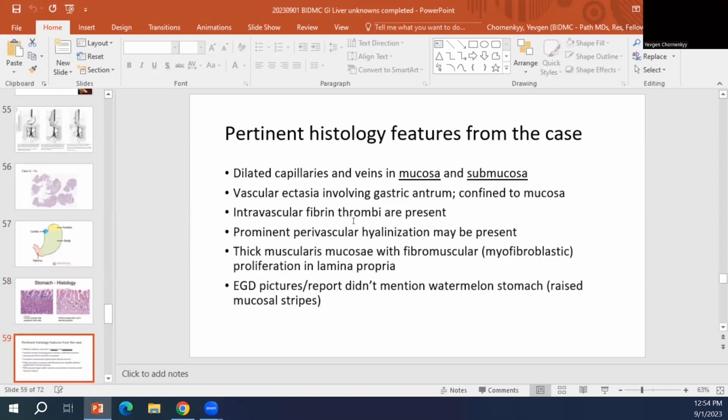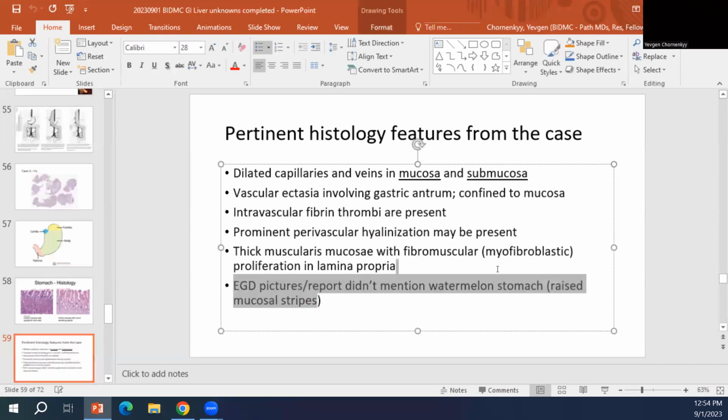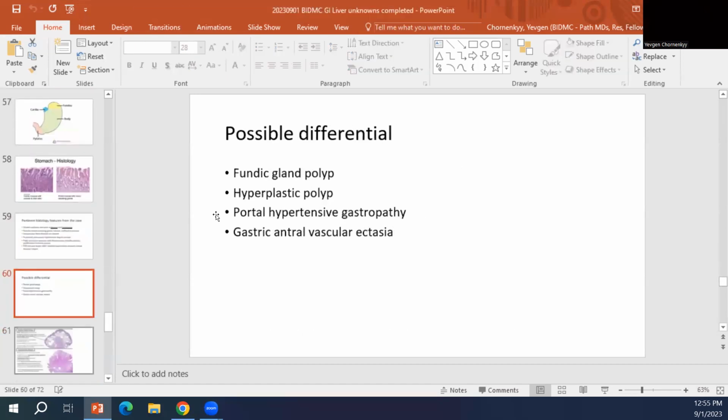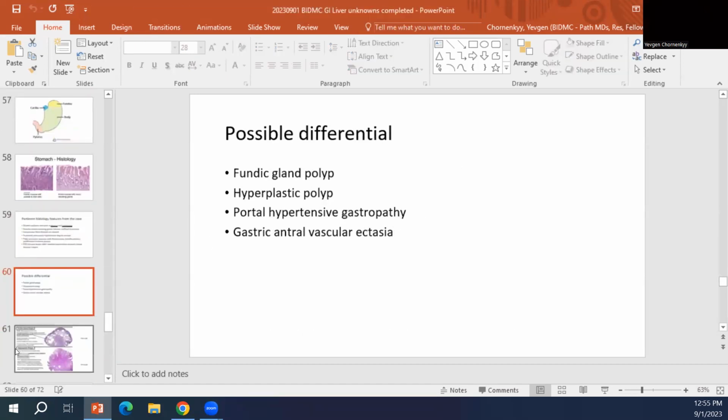The histologic features from this case: there are a lot of dilated capillaries, and we saw some fibrin thrombi. The EGD pictures, when we looked at them, didn't really mention raised mucosal stripes, which is the food-related term for the watermelon stomach. And then our differential was here.